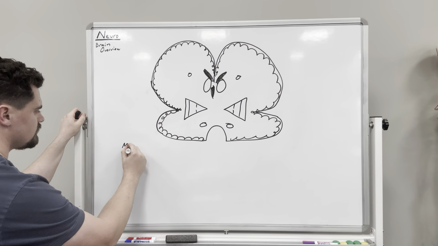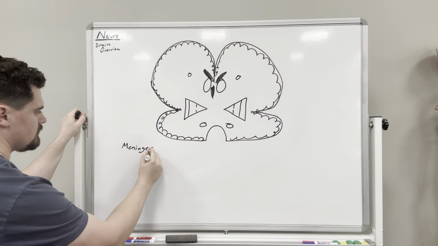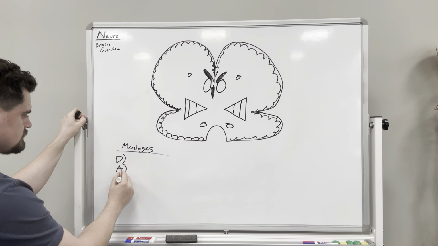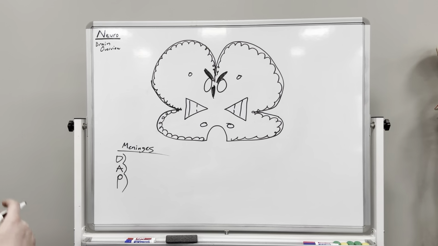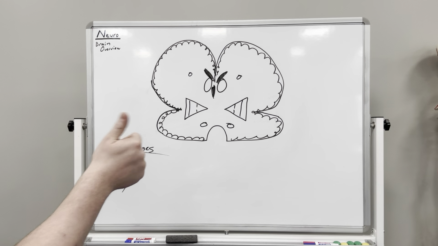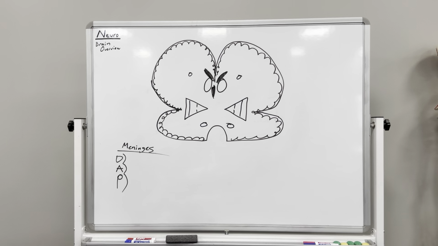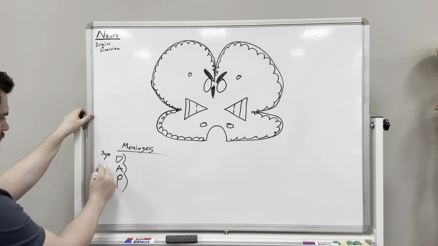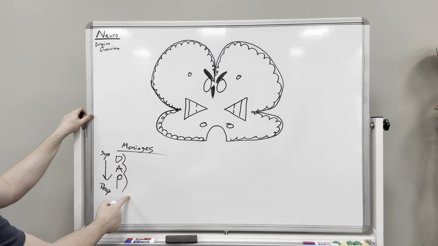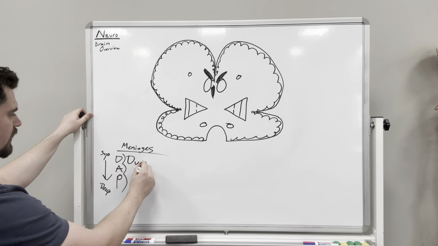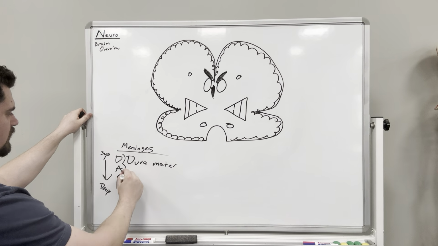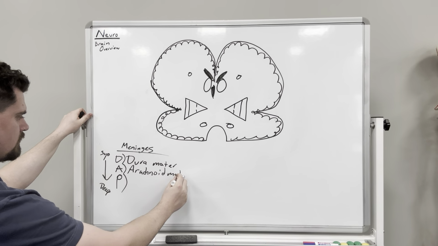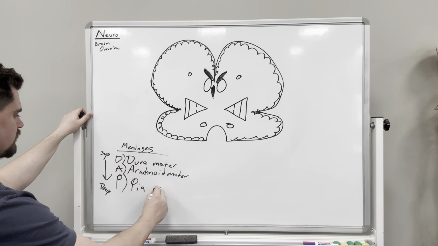So the meninges. What are the meninges? They are three different layers of the central nervous system. It covers not only the brain, but it also covers the spinal cord. From superficial to deep, they go in this order. I like to remember it as DAP, D-A-P. So you have the dura mater, you have the arachnoid mater, and then you have the pia mater.